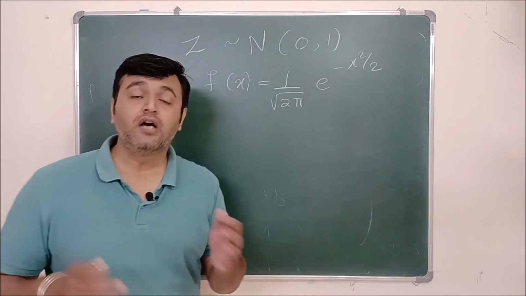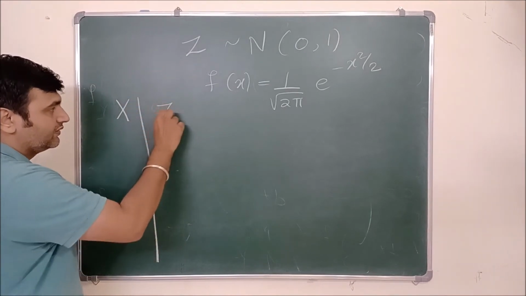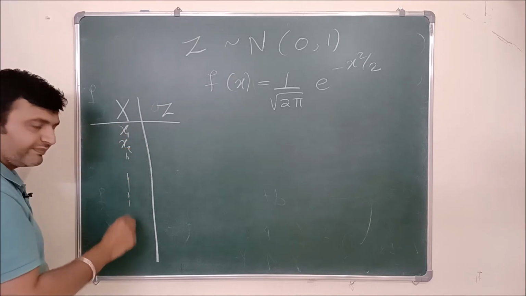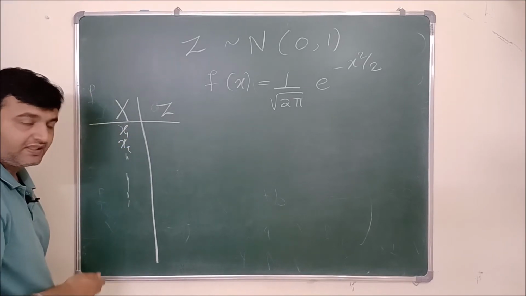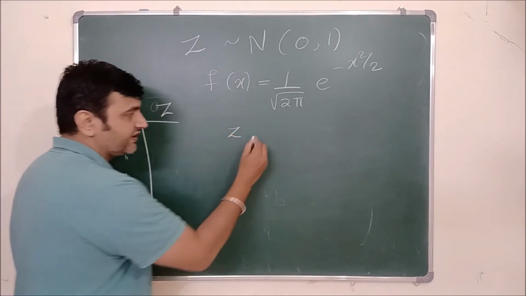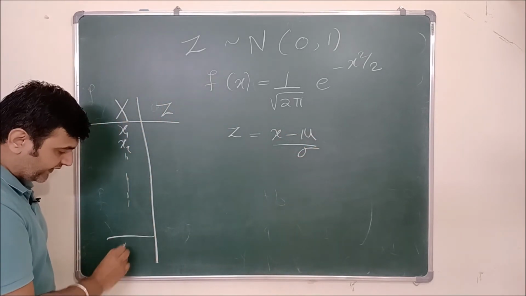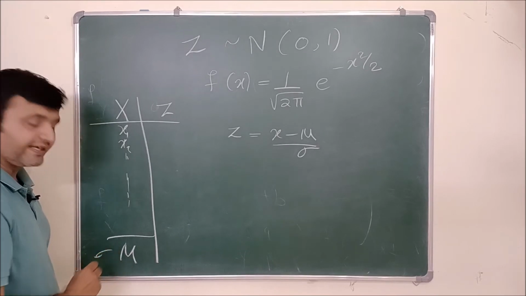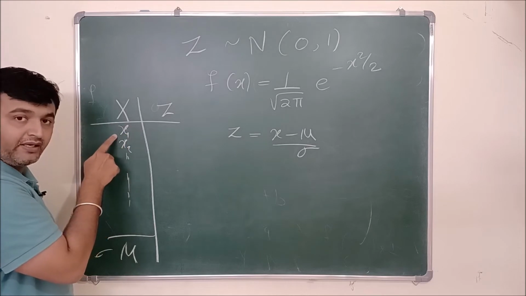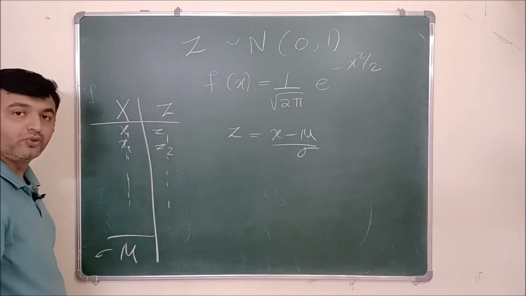Now the question is how to do this conversion. Suppose you have x and z, x random variable, z random variable, and you have the data points x1, x2, x million, x trillion, whatever. How do you convert it into the z distribution? Your z variable is nothing but x minus mu upon sigma. So once you have a data set, you find its average, the mean, and you find its standard deviation. From each point, you subtract the mean and divide by the standard deviation. You keep on doing this.